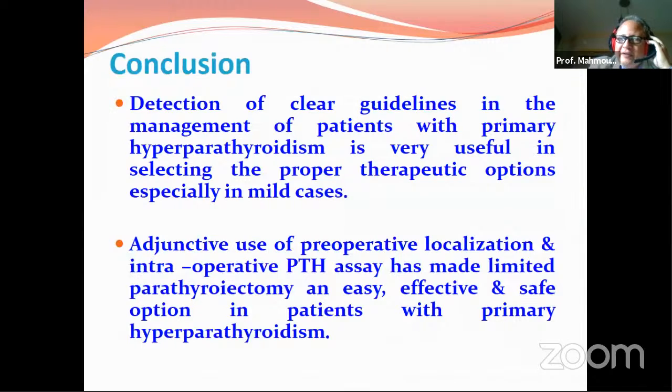In conclusion, detection of clear guidelines in the management of patients with primary hyperparathyroidism is very useful in selecting the proper therapeutic option, especially in mild cases. Adjunctive use of preoperative localization by technetium systemic nuclear scan, together with intact parathyroid hormone assay detected intraoperatively as a rapid test, has made limited parathyroidectomy an easy, effective, and safe approach in patients with primary hyperparathyroidism.